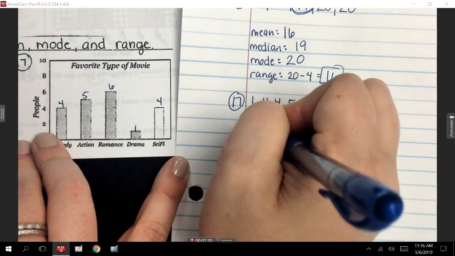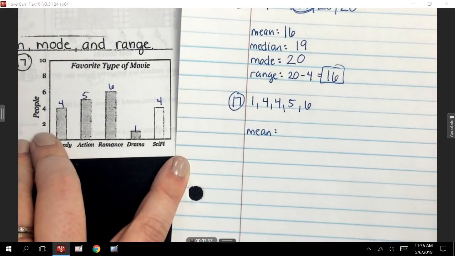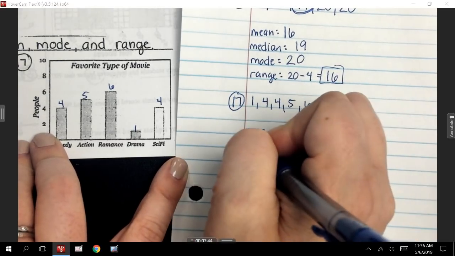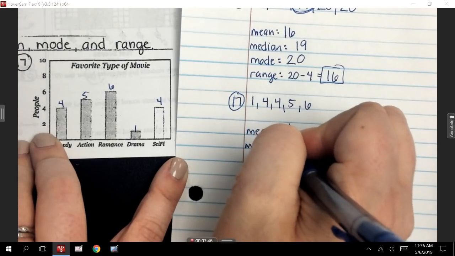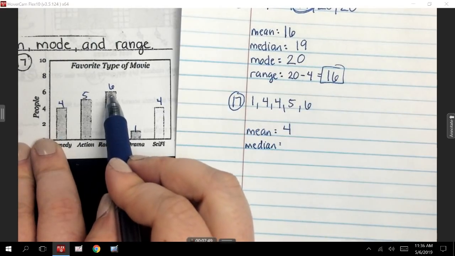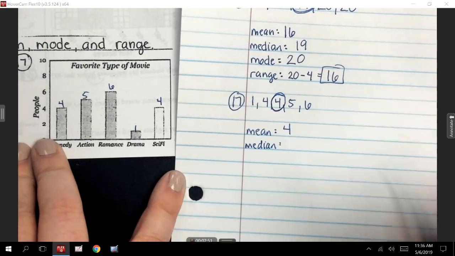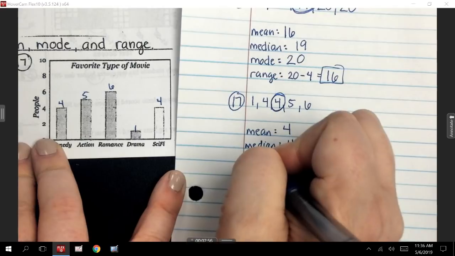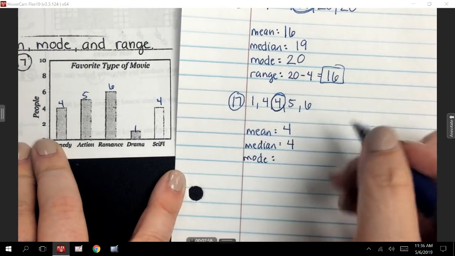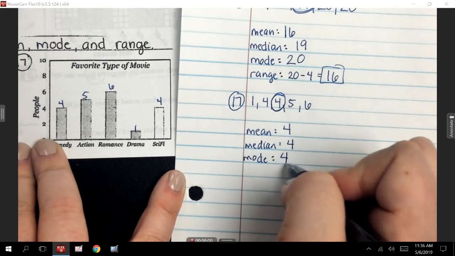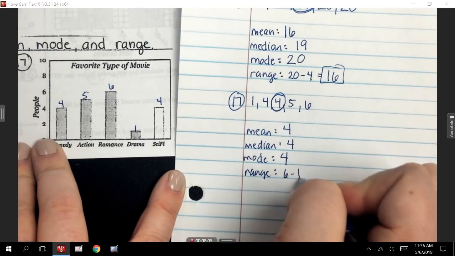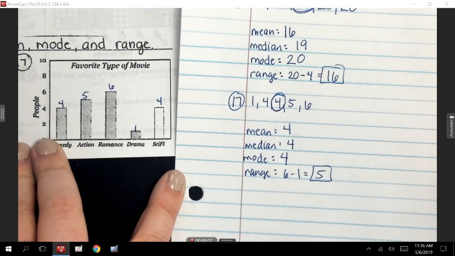Mean. You gotta add them up and divide. So 1 plus 4 plus 4 plus 5 plus 6. I get 20. Divide that by 5. Gives me 4. The median, again, it's the one in order. Not necessarily on the chart, but once I've written them out, biggest to smallest or smallest to biggest. So I get 4. My mode, what's my mode here? 4. And then my range, I would do 6 minus 1, which equals 5.